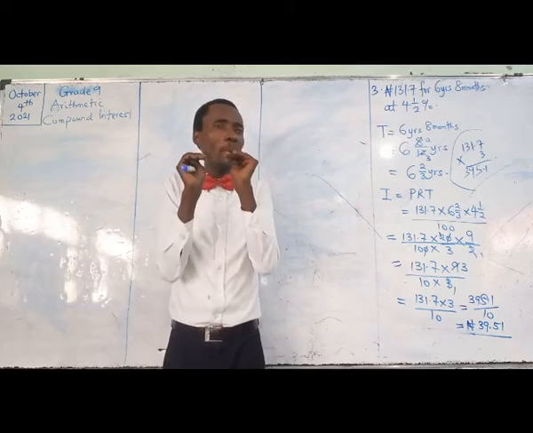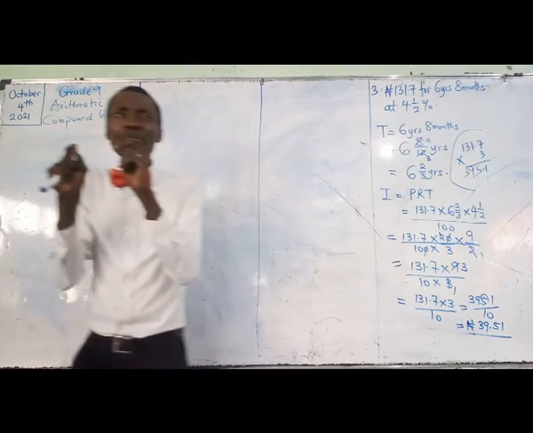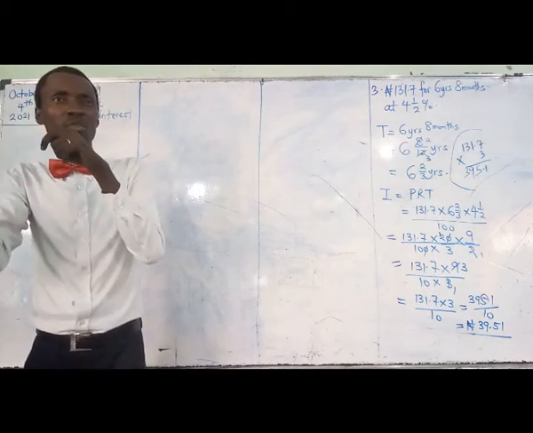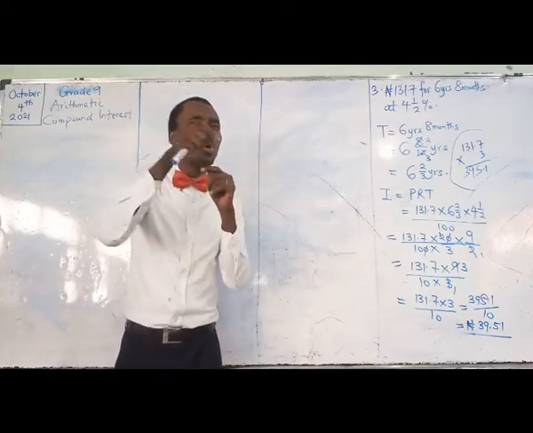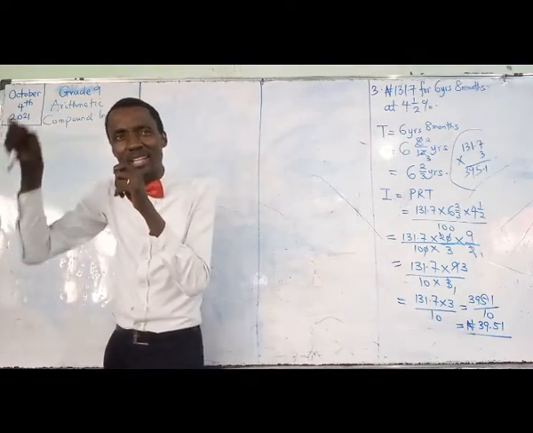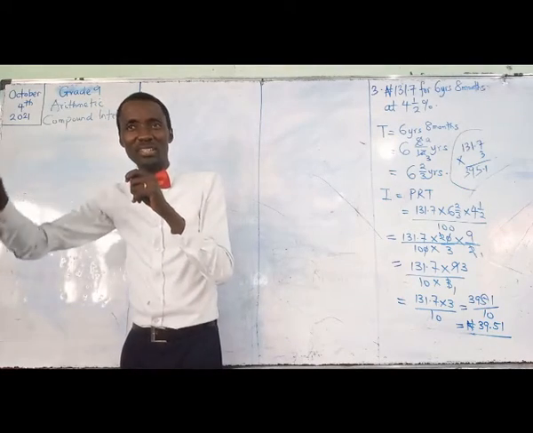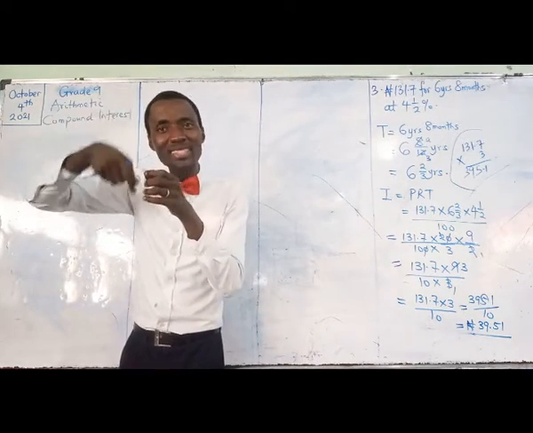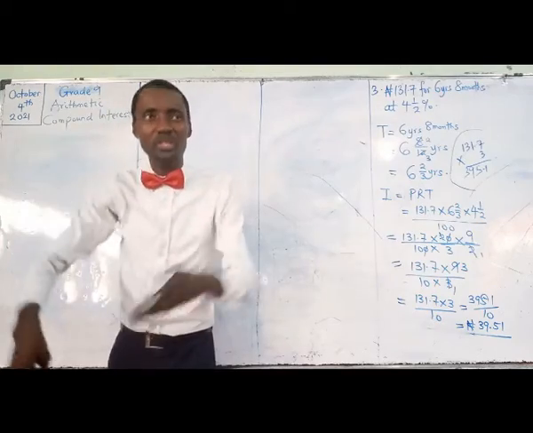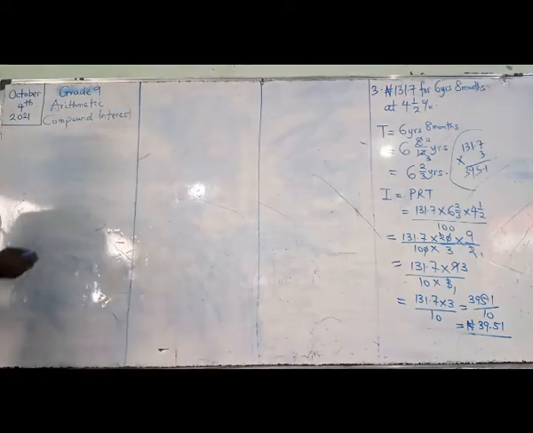The concept of compound interest says that by the time you take it for another year, to the second year, what will happen now is that you're not going to be having 1,000 naira anymore. You now have what? 1,100. So simple interest will now be calculated on that 1,100. So let's write some things on the board.